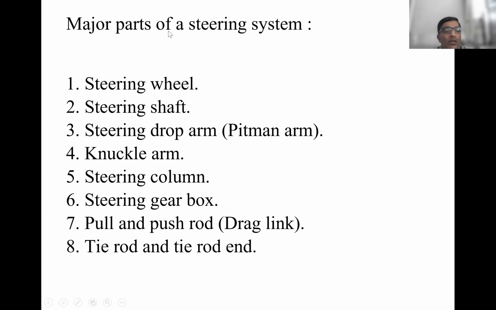Then the major parts of the steering system: steering wheel, steering shaft, steering drop arm, which is also called the pitman arm, then knuckle arm, steering column, steering gearbox, pull and push rod, which is also called the drag link, and finally the tie rod and the tie rod end.